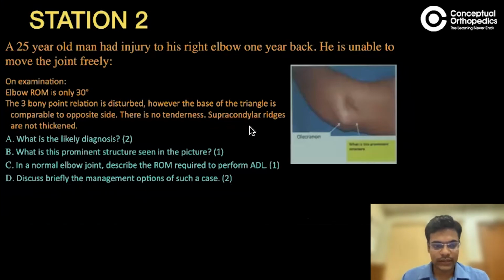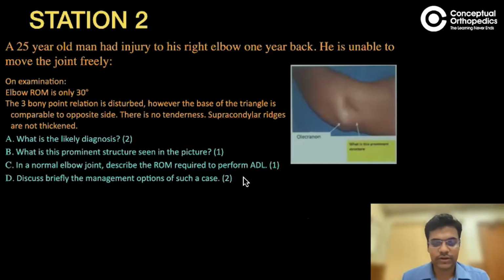So here, with this history, old history, with maintaining the base of the triangle, I think the diagnosis is neglected posterior dislocation of the elbow. The prominent structure seen is, since they have mentioned the olecranon, the soft tissue which is attached to olecranon is triceps tendon, that is the triceps insertion. In the normal joint, the range required to maintain the activities of daily living is about 30 to 130 degrees. And discuss briefly the management options in such case.